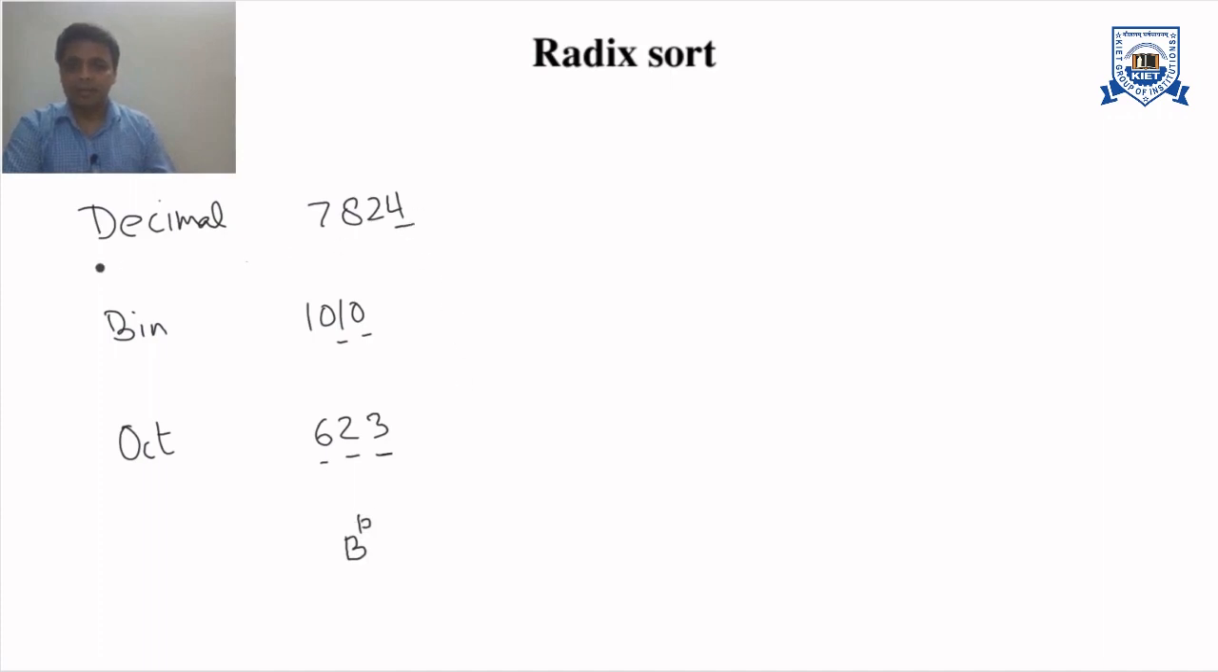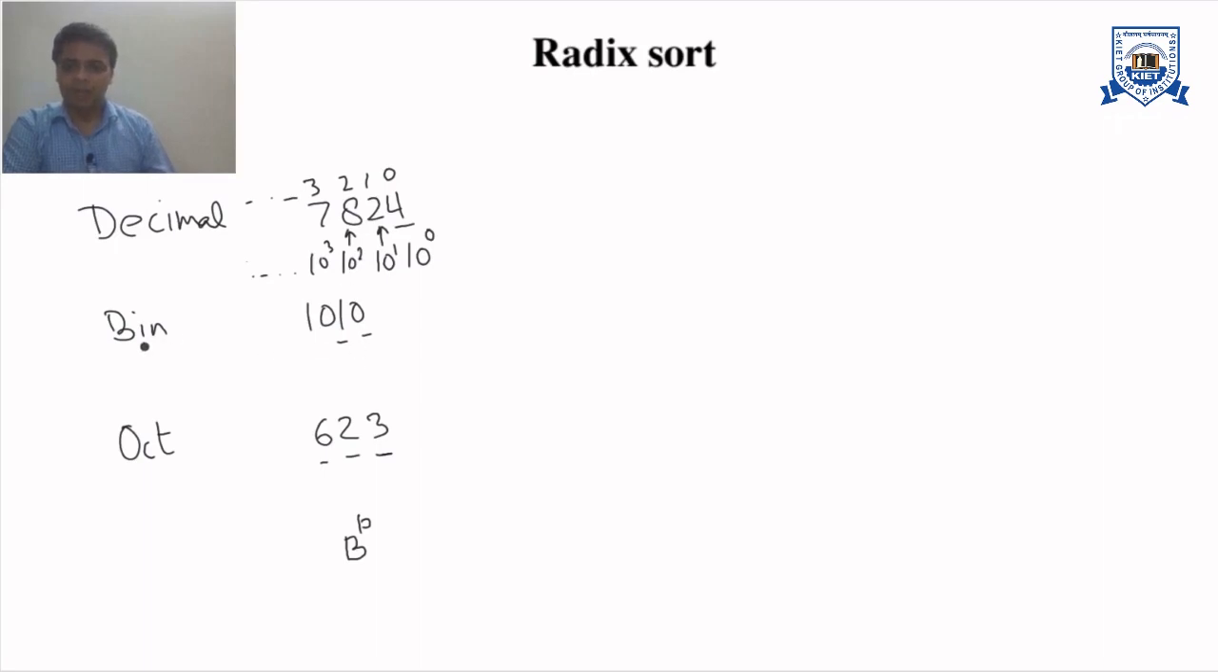In the decimal number system, the base is 10. The places go from the 0th place, then the first place, then the second place and third place and so on. So the place value of this 4 would be 10 to the power 0, the place value of 2 would be 10 to the power 1, the place value of 8 would be 10 to the power 2, likewise 10 to the power 3 and so on.